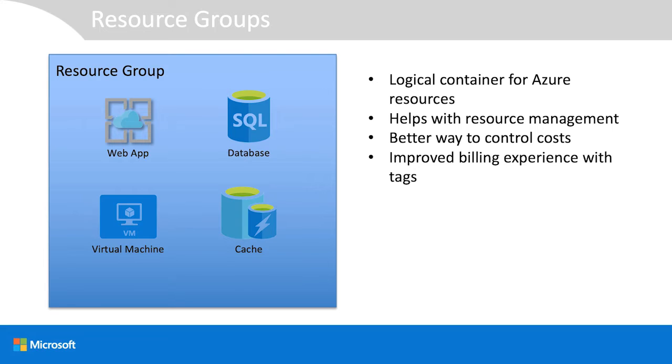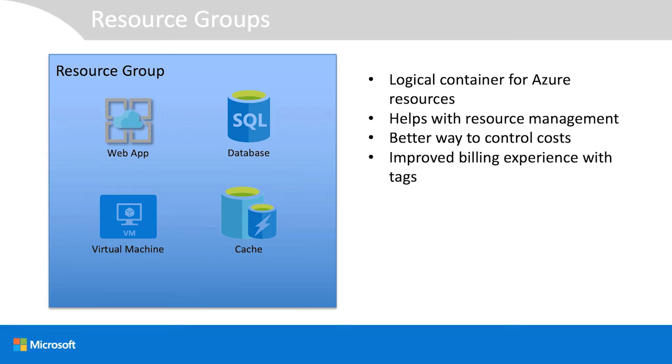If you apply tags to your resource groups, and you'll learn more about tags in Lesson 11, you can see those tags on your Azure invoice, and that can help you with billing. For example, you could tag one resource group for the sales department and another resource group for the IT department, and you'd be able to easily separate those resources on your Azure invoice.